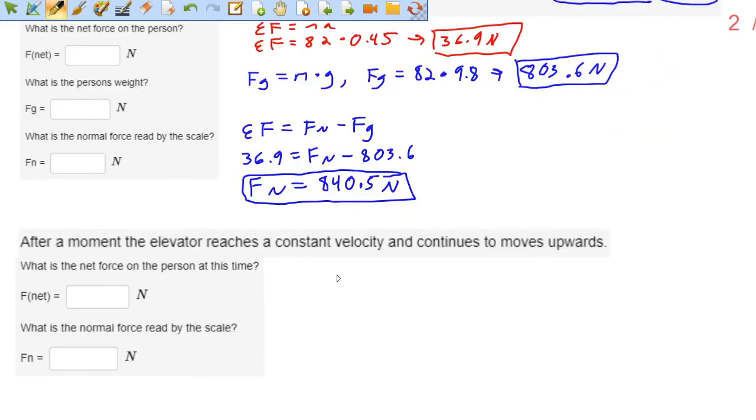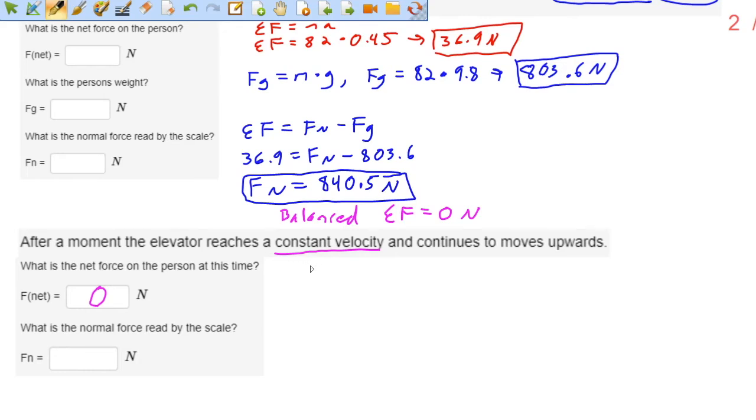So moving along, it says after a moment, the elevator reaches a constant velocity. So constant velocity telling us that forces are balanced here. And we know that balanced forces are just telling us that the net force is equal to 0 newtons. It's telling us that it continues to move upwards, which is fine because it's moving at a constant velocity. What is the net force on the person at this time? Well, we already answered that. We know that the net force on this person should just be 0 newtons. And the reason being, it's moving at a constant velocity, so the forces are balanced. If we have balanced forces, our net force is 0.